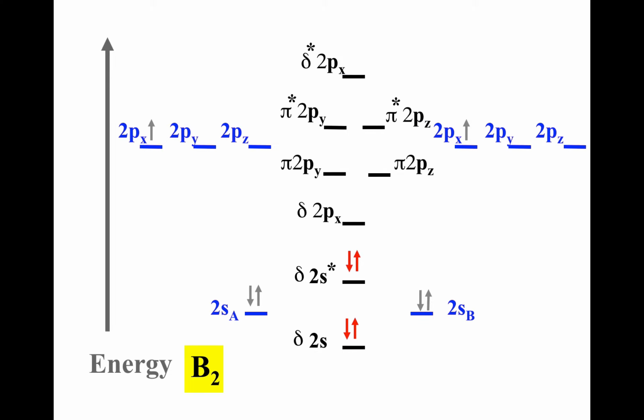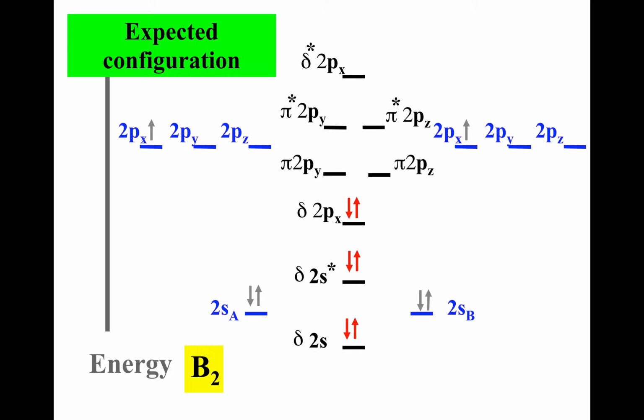All right, so diamagnetism and paramagnetism come back. If we end up with molecular orbitals where the electrons are paired, we end up with a diamagnetic molecule. So molecules can be diamagnetic just like atoms can be diamagnetic.